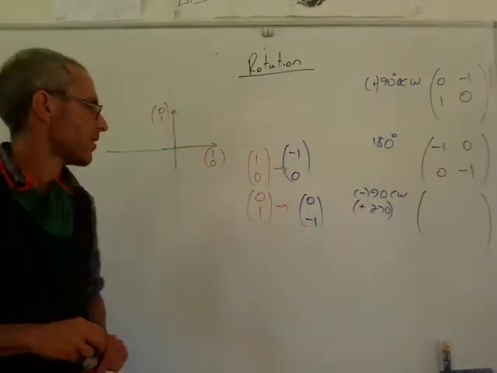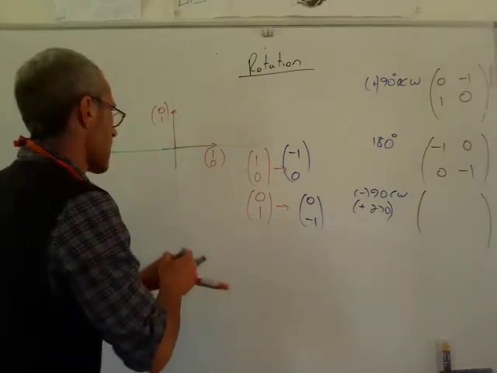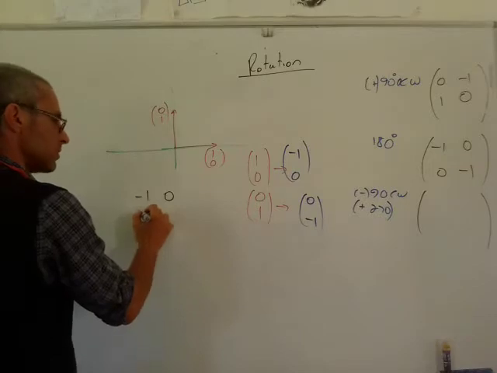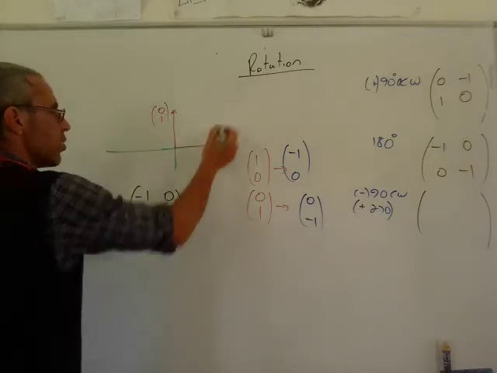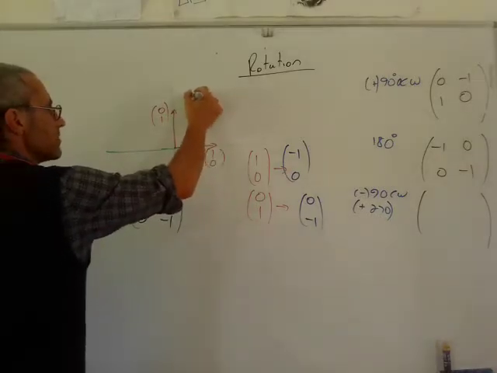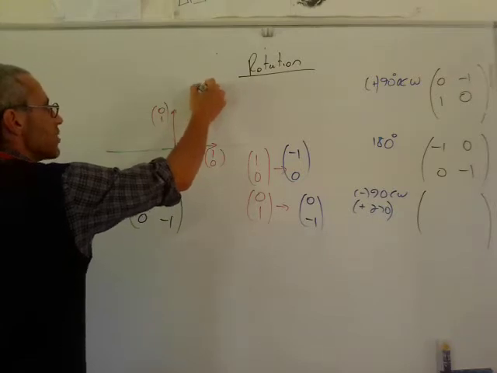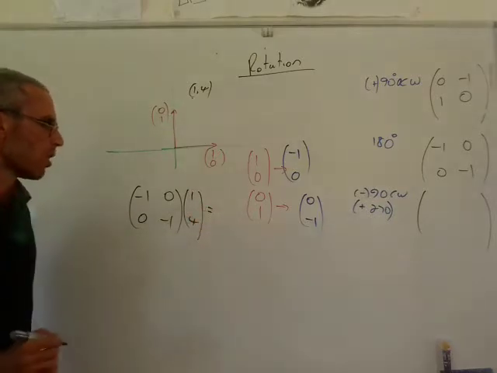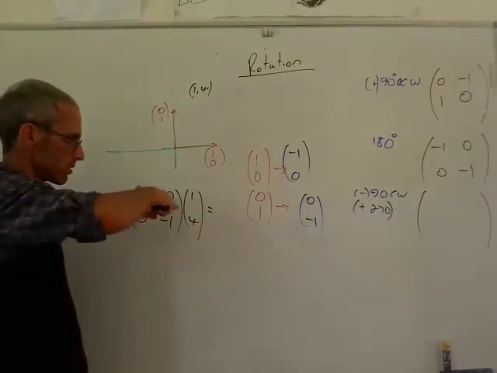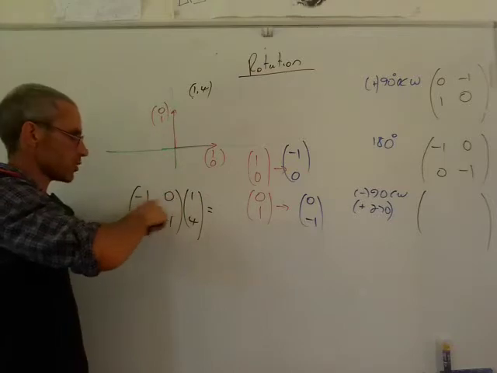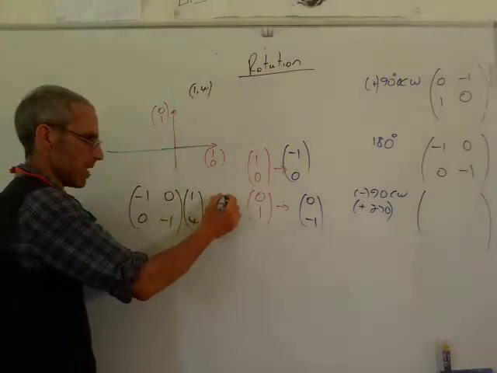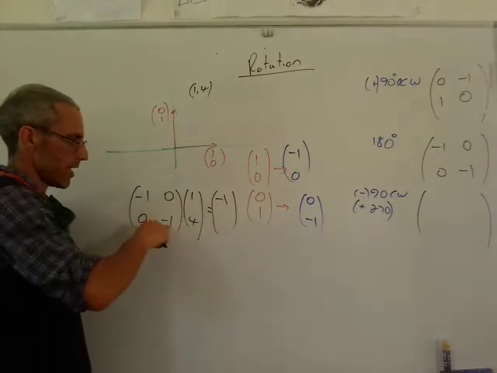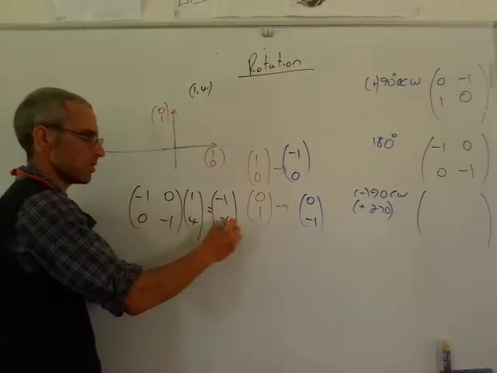Now I think this is an interesting one to just have a quick look at. Let's say I want to transform a coordinate, I always do the same kind of thing, (1, 4). So I'm going to multiply (1, 4) by it. What will I get? Minus 1 times 1, I will get minus 1, 0 times 4 is 0. And 0, minus 1, minus 1 times 4 will be minus 4.